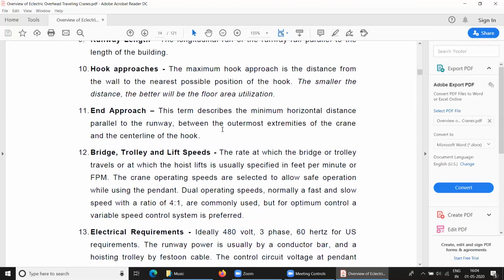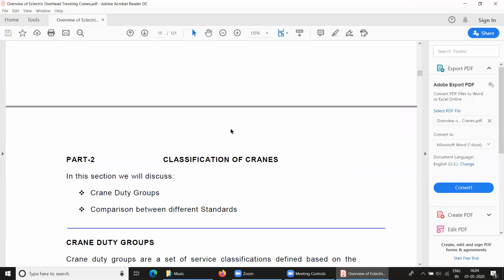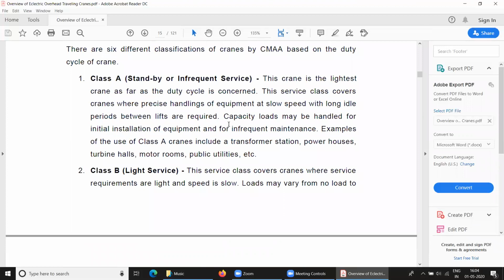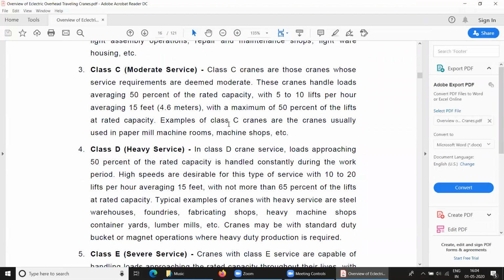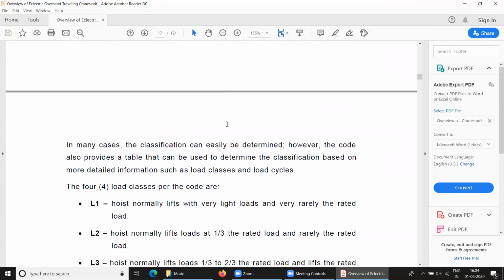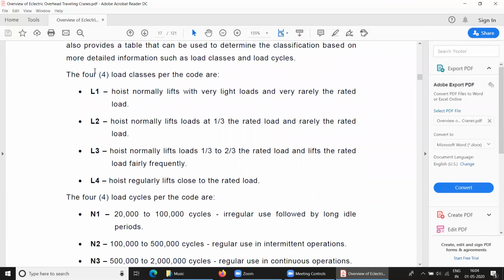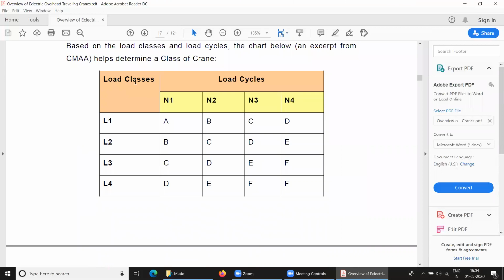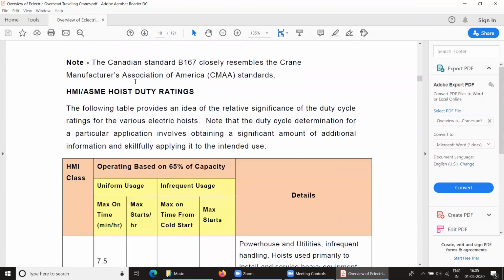Now, crane duty group. So this is the crane duty group. There is class A, class B, class C, class D, class E, class F, and the four load classes for hoisting: L1, L2, L3, and L4. Yeah, these are the four load cycles. So this is the chart that you can see regarding crane terminology.